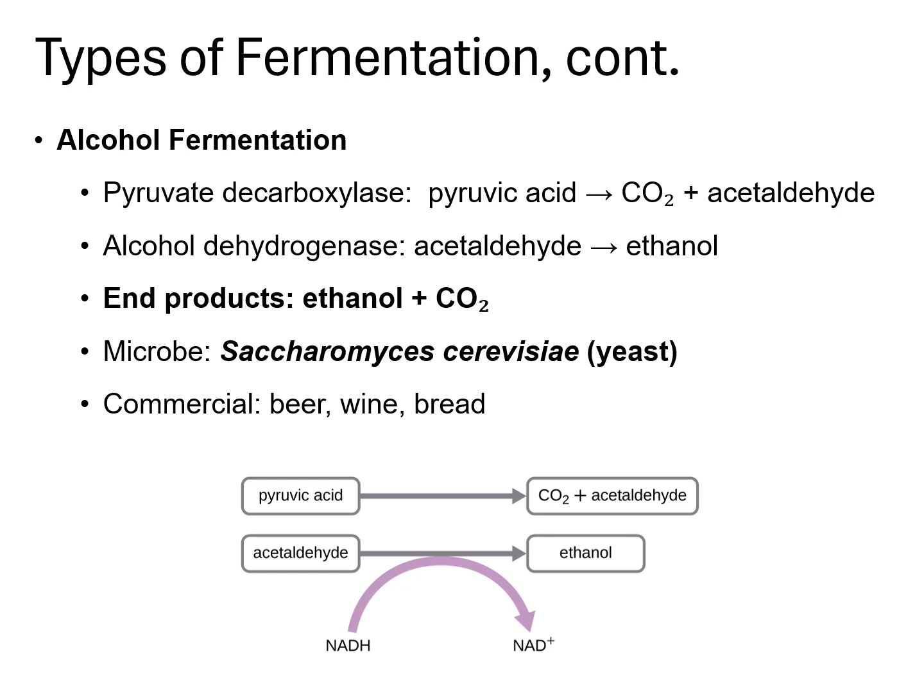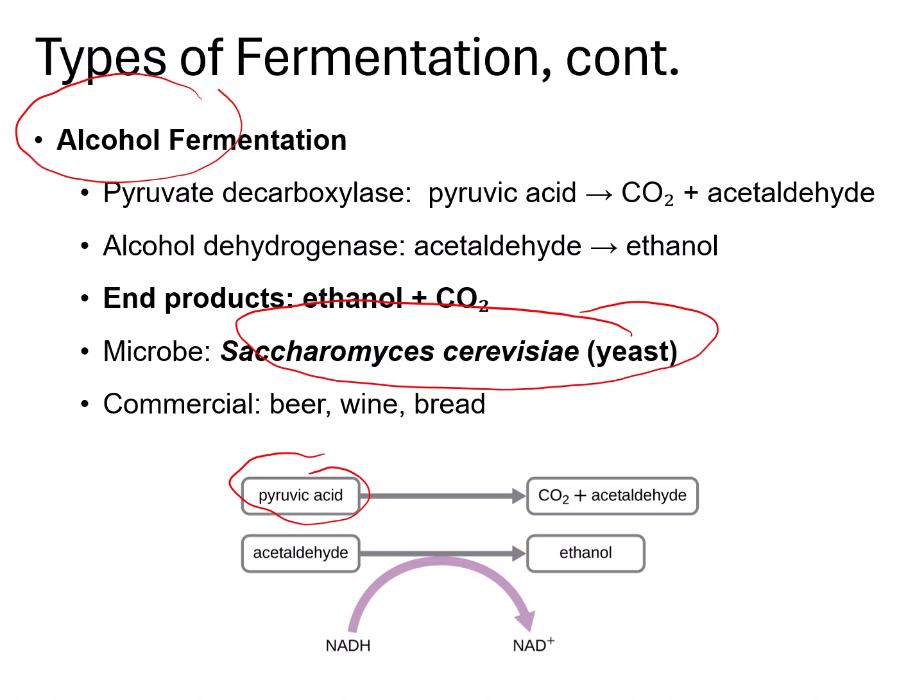Another type of fermentation is alcohol fermentation. So in alcohol fermentation, which is carried out by yeast, Saccharomyces cerevisiae is a very common example. Pyruvate, also called pyruvic acid, is going to be converted into ethanol and CO2. And this process makes beer, wine, and bread.